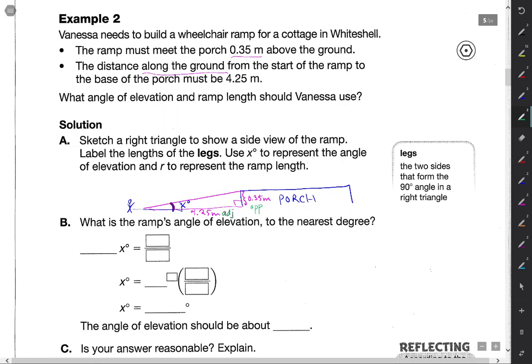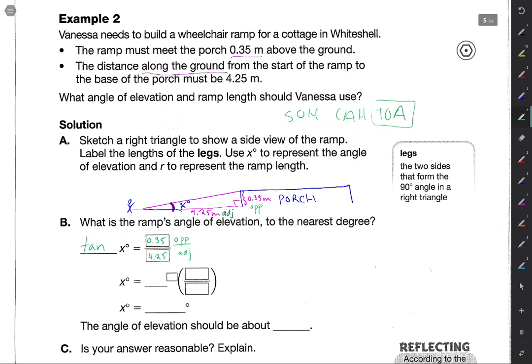So O and A, if we're dealing with SOHCAHTOA, which one has an O and A in it? Well, that would be TOA, or tan. So we are going to be using tan for this one. The tan of x degrees is equal to opposite over adjacent. The opposite side here is 0.35 and the adjacent side is 4.25. So the tan of x is equal to 0.35 over 4.25.